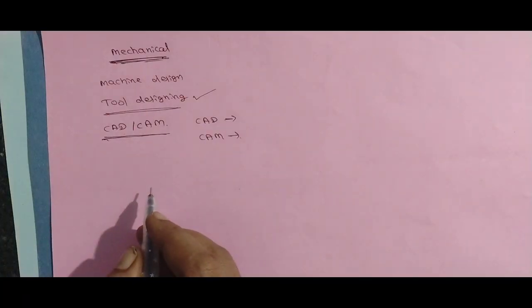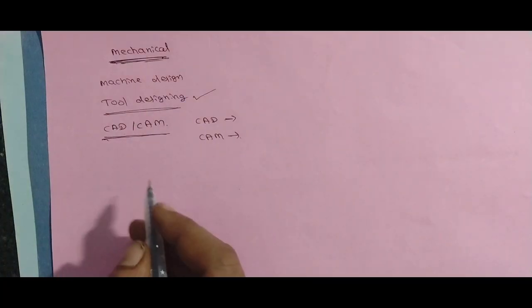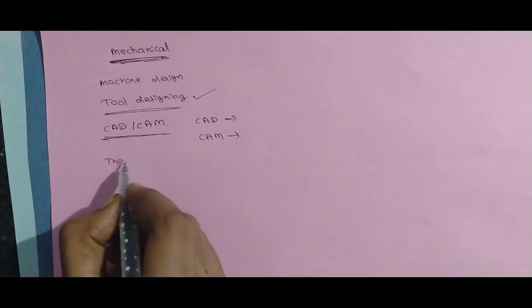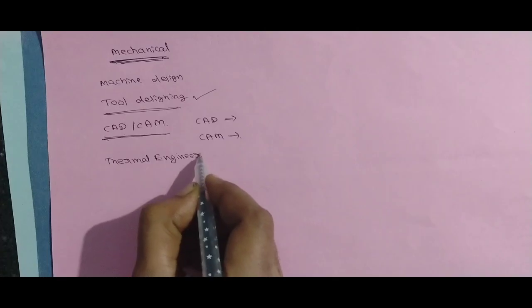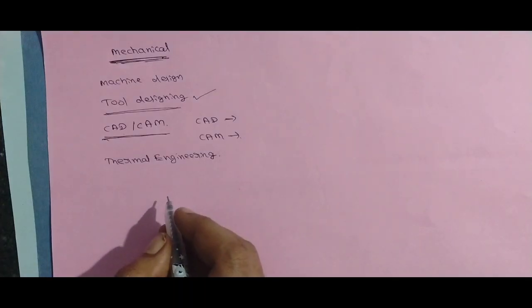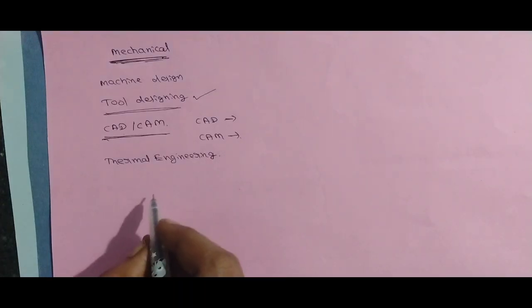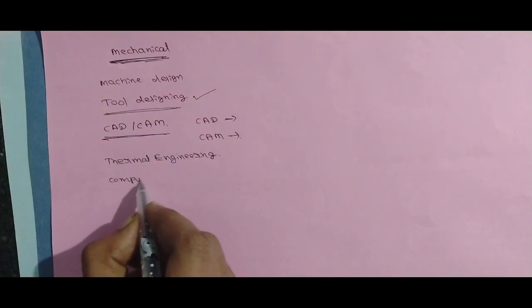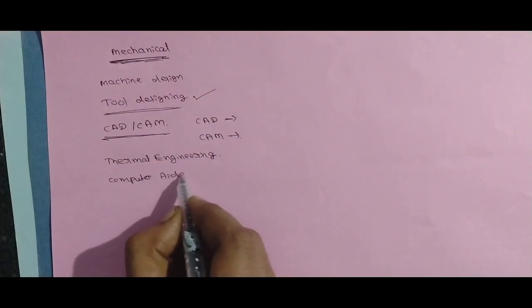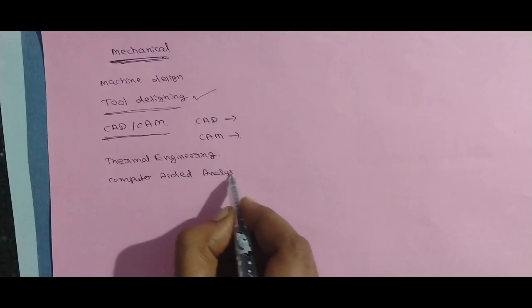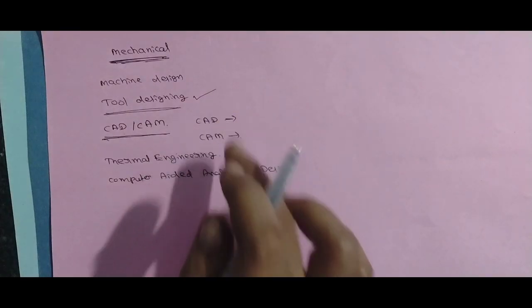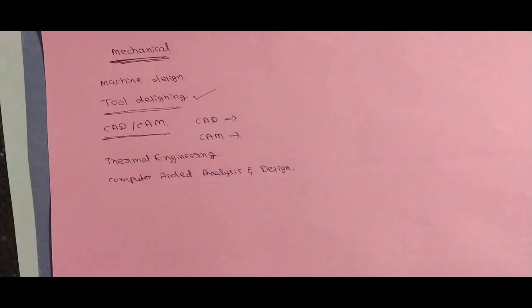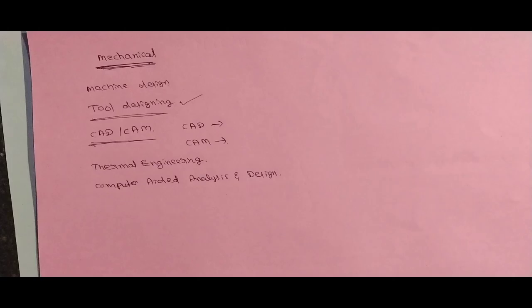And coming to the next specialization from mechanical, you can have thermal engineering. And also you can have the specialization of computer aided analysis and design. It is a combination of these two. So however, if you look at the mechanical area also, you have a lot of variety in specializations.